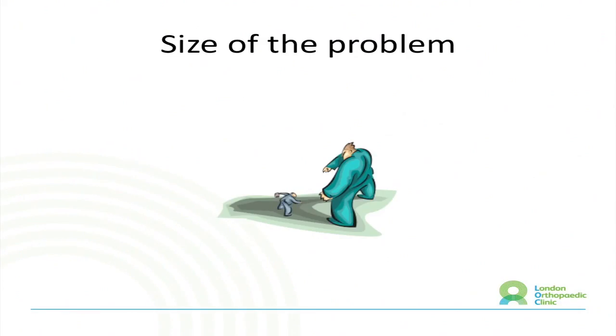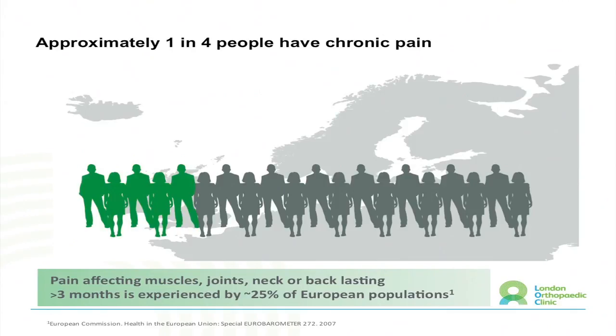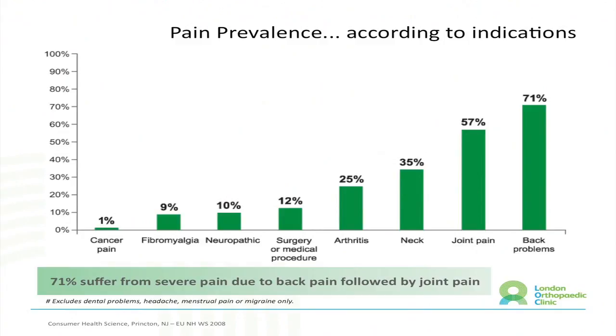How big is the problem? Yes, it's big, all right? And this is really what we're looking at in terms of who's affected by what. Joint pain, back pain, neck, arthritis, that's the overall 71% of severe pain due to back pain followed by joint pain. All right, that's UK and European-wide statistics.